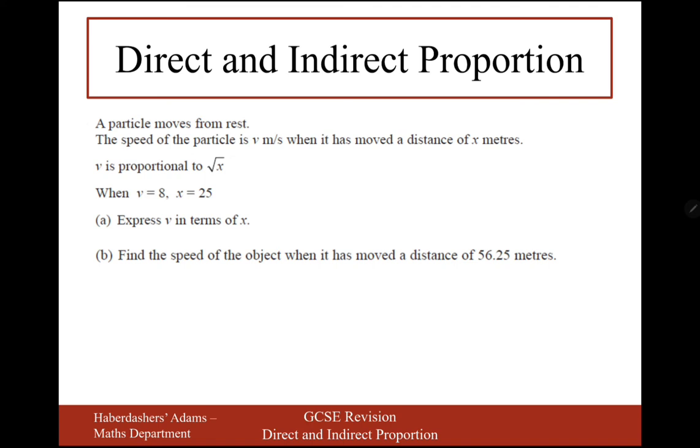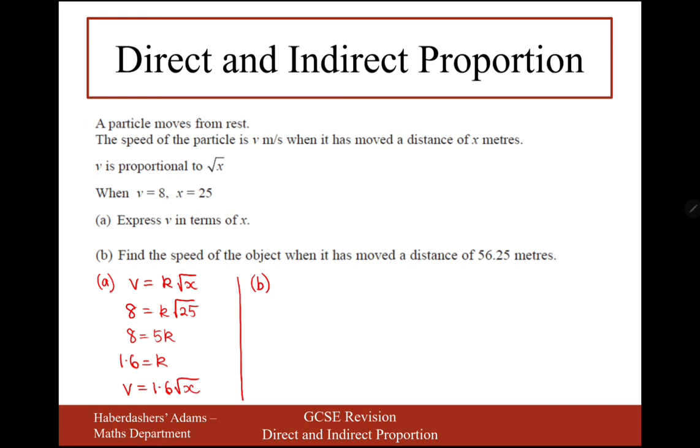So a particle moves from rest. The speed of the particle v, when moved, is a distance of x meters. V is proportional to the square root of x. Let's write down the formula then. V is proportional to the square root of x, so k times the square root of x. When v is 8, x is 25. Now we know the square root of 25 is 5, so I'm going to replace that and then divide through by 5. So 8 divided by 5 is 1.6. So 1.6 is our value for k. So therefore the formula is v equals 1.6 times the square root of x.